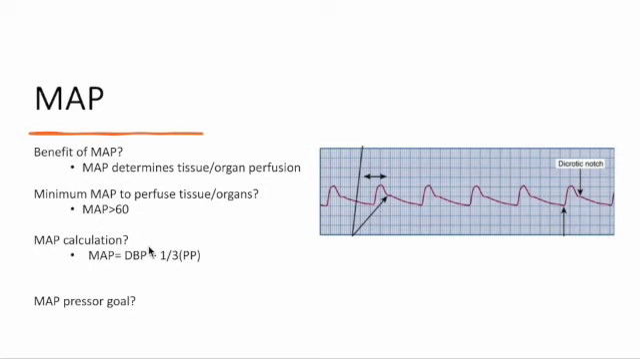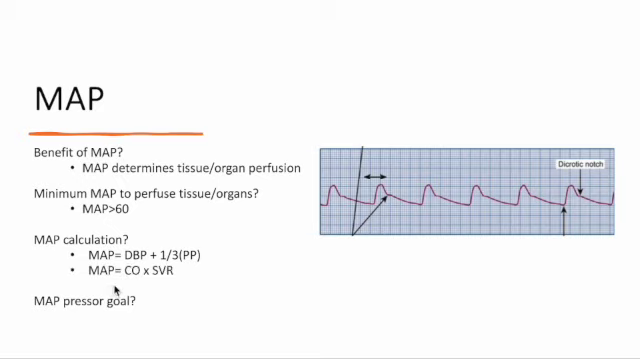The diastolic pressure, which is most of the time that we spend in the cardiac cycle, and then you add 1/3 of the pulse pressure, the difference between the systolic pressure here at the peak and the diastolic pressure here at the nadir. In reality, you never have to calculate the mean arterial pressure because it's calculated for you and can be found under the vitals tab, or if the patient has an arterial line, it can be found on the blood pressure tracing at the bedside.